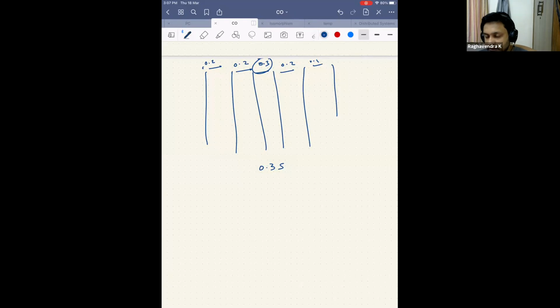I can just have a variable and keep incrementing it. So maybe I will call this my clock. Now Gitin is asking, should I set my clock to 0.3 seconds or 0.2 seconds? How much should I set it to? Do you think this question is valid or invalid?